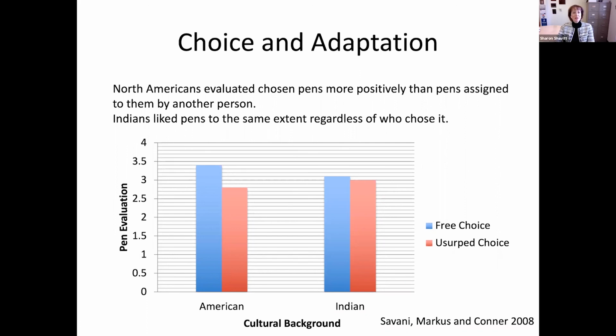And what they found is that North Americans evaluated the chosen pens more positively, the pens that they picked for themselves, than they evaluated pens assigned to them by another person. Whereas people from India liked the pens to the exact same extent, regardless of who chose it for them. Having their choice usurped did not make them feel any less positive toward the pen. Okay.